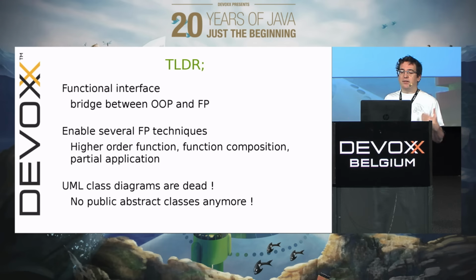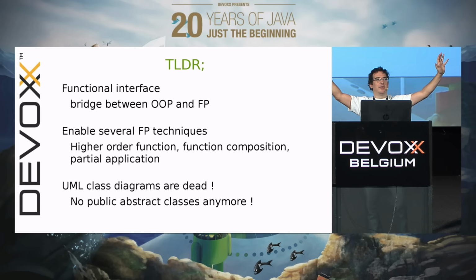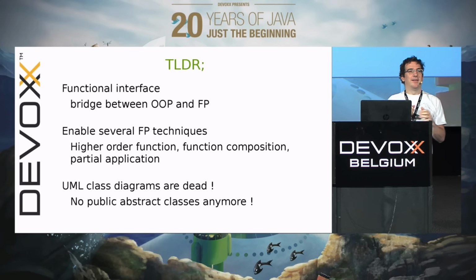We have seen that we can use several functional programming techniques. We can use higher order functions, basically functions that take functions or return functions. We have seen that we can do function composition, we can use partial application. One really, really nice thing about that is UML class diagram is dead. As you have seen, there is no implementation of those interfaces that is visible. When you create a lambda that implements an interface, it's not visible in a UML class diagram. What you should have in your diagram is just interfaces. That's all. No class. Just interfaces. And the implementation uses lambdas. And you're pure.